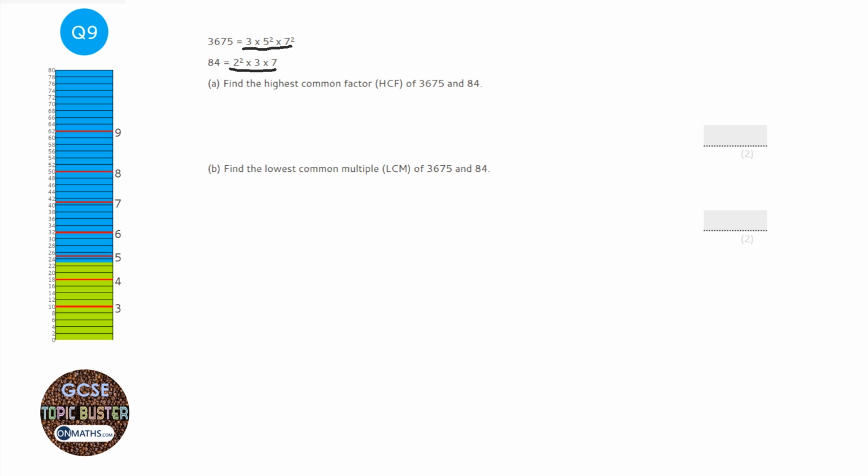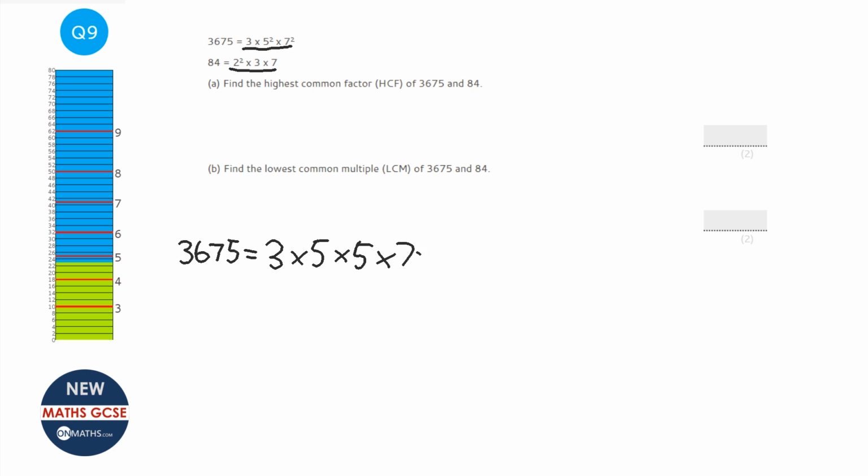Well, the way we do this is with a Venn diagram. Now I'm going to use the space down here to do this, and what I'm going to do is, because I find it easier, I'm just going to write it not in index form. And then when I do my Venn diagram, I can just cross them out when I've done them. So 2 times 2 times 3 times 7. Okay, so let's construct myself a Venn diagram.